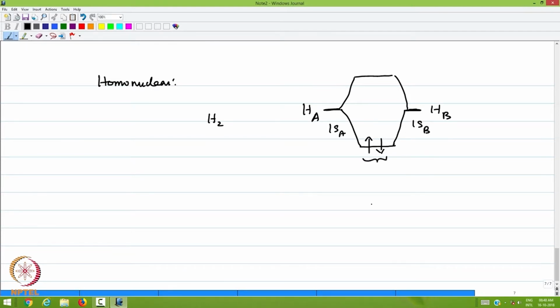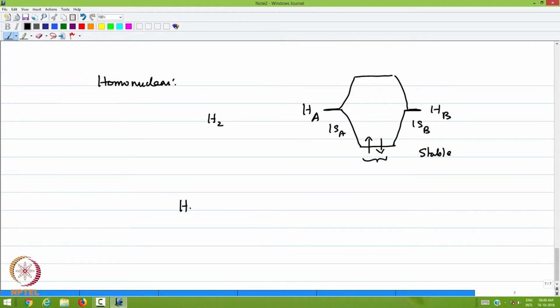You see that this is the ground state, a positive linear combination. Therefore, this is a stable entity, stable relative to the separated atoms HA and HB. This is of a negative energy, lower in energy, therefore this is a stable species.